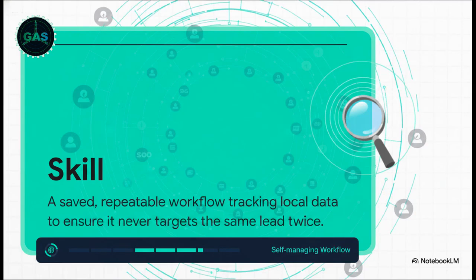So the crucial point is that this whole operation isn't just a one-off magic trick. You can actually save this exact operation as a reusable skill. By leveraging that memory pillar we talked about earlier, the agent actively remembers every single business it has already scraped. This ensures that the next time you trigger this skill, it never accidentally targets the exact same lead twice. It becomes an infinitely repeatable, self-managing workflow.